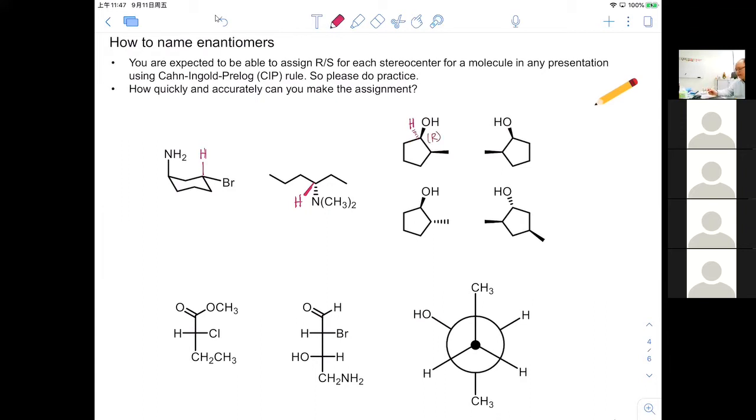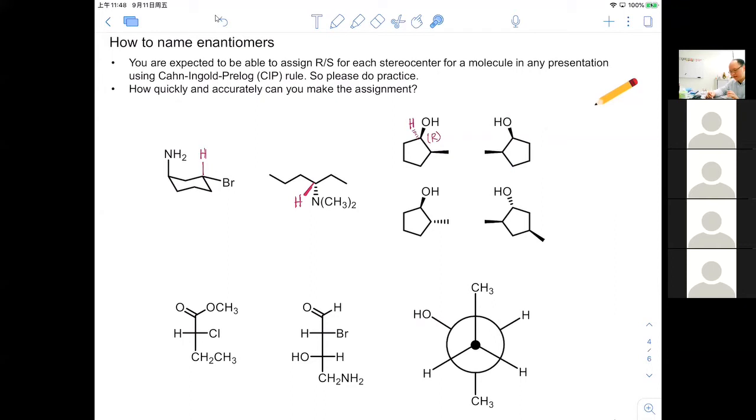Another trick is if you have a molecule on your exam that looks like these two, let me ask you a question. If you know all the stereocenters here, do you have to redo all the CIP rules to know the stereocenter configuration here?